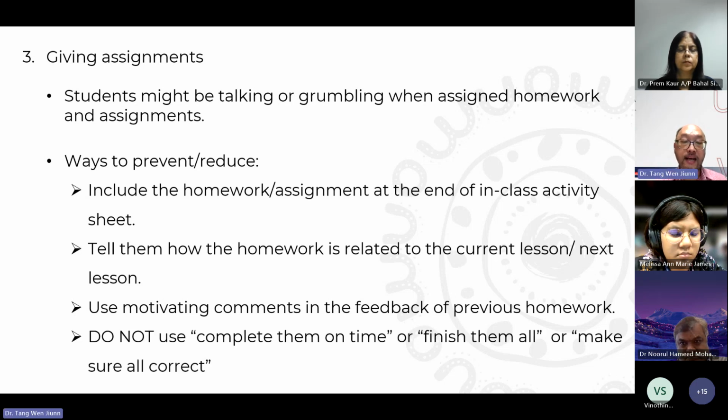And lastly, do not use terms like complete them on time, finish them all, make sure all correct. Because this will give them pressure. Sometimes they don't like us to instruct them. If you say complete on time or make sure all correct, there is a high chance they won't attempt. So most of the time what we do is just mention that the due date is by this time, rather than say, complete them on time.